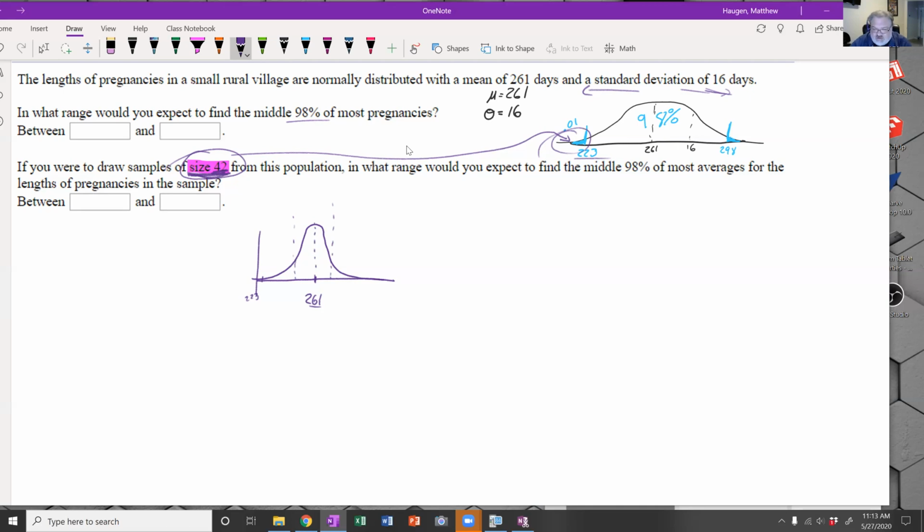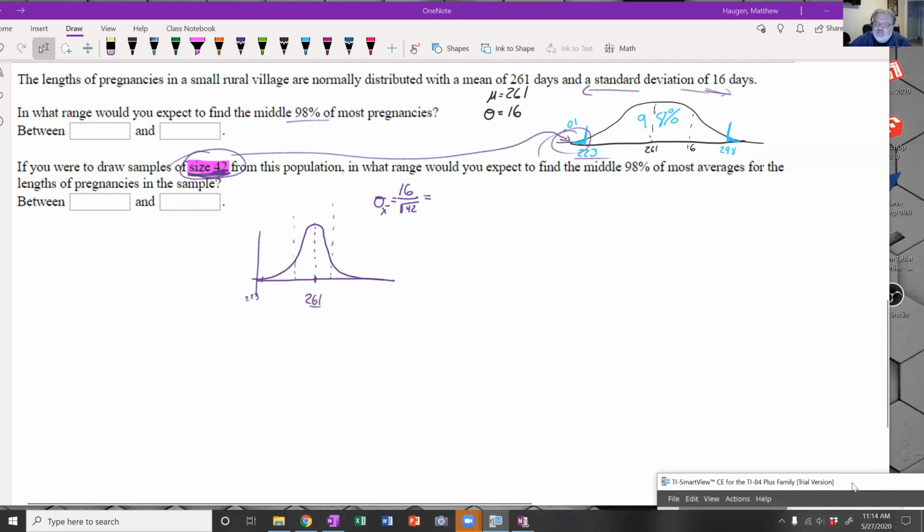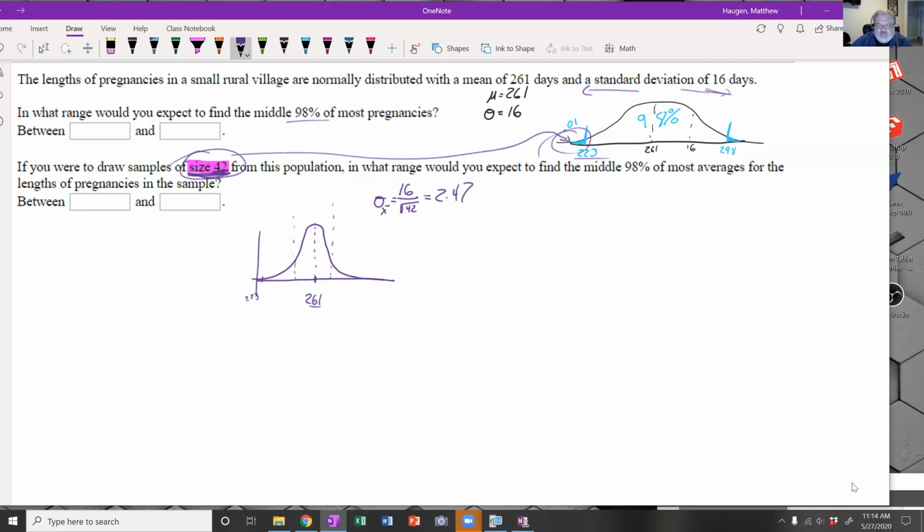How much tighter? We're going to divide it by the square root of that sample size. That's how much tighter. So what's 16 divided by the square root of 42? Whatever 16 divided by the square root of 42 is, I'm going to go with 2.47. That much tighter.